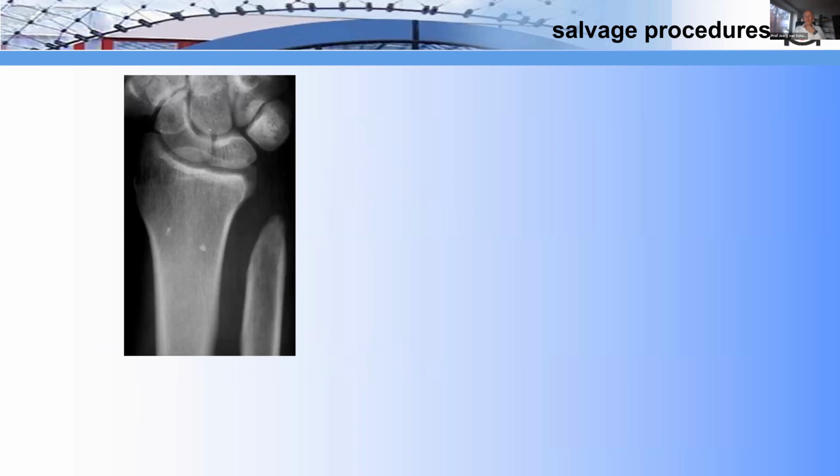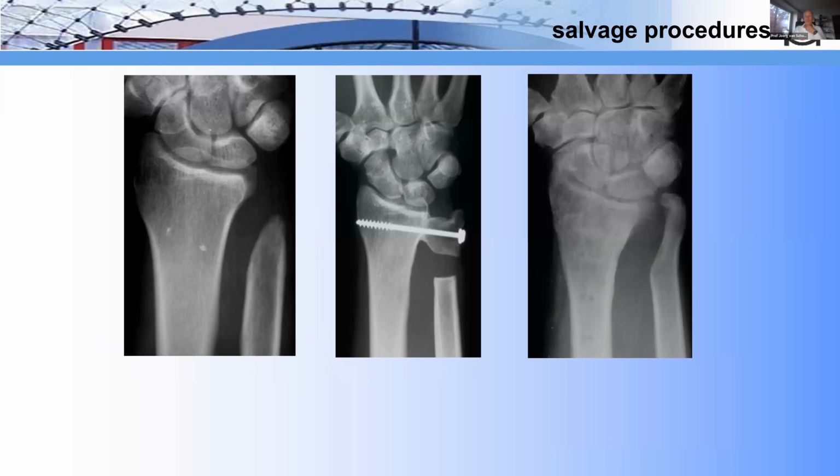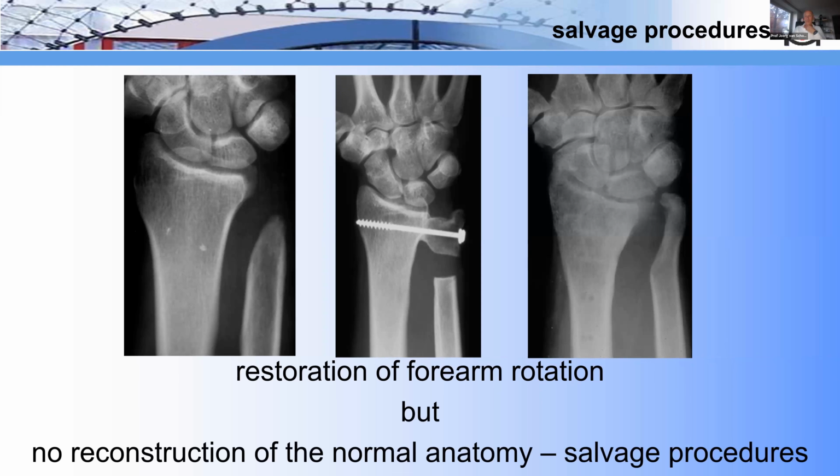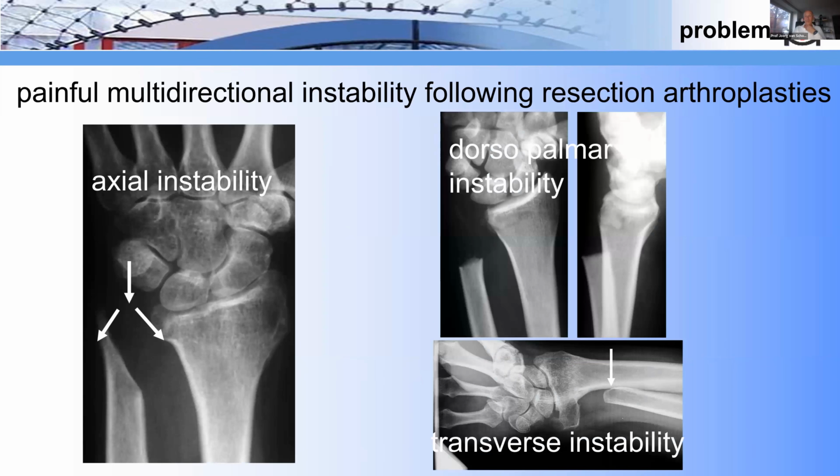In the past, or still today, our salvage procedures for this problem are resection arthroplasty, be it complete ulnar head resection, the Sauvé-Kapandji procedure, where we do the resection of the ulna proximal to the fusion of the distal radioulnar joint, or hemiresection arthroplasties as described by Bowers or Watson. Whichever of these resection arthroplasties we perform, we will restore forearm rotation, but it is not a reconstruction of the normal anatomy. These are salvage procedures.